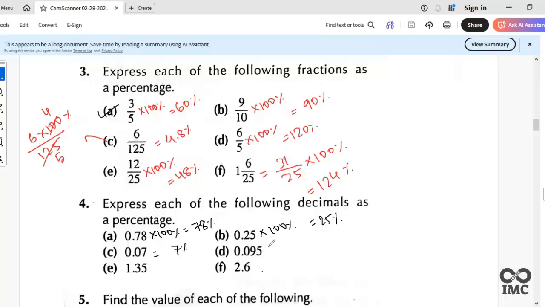0.095. This one, if you just multiply by 100%, it will be 9.5%. Okay, just move two digits to the right side. 1.35 multiplied by 100% can be written as 135%. And 2.6 multiplied by 100% can be written as 260%. And that is the solution of question number 4.